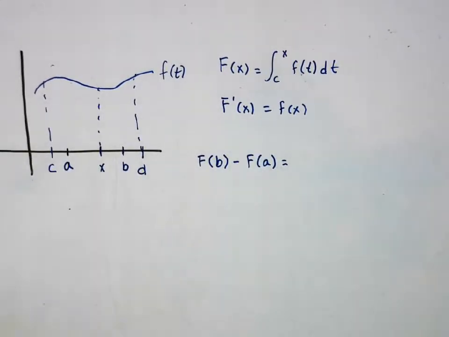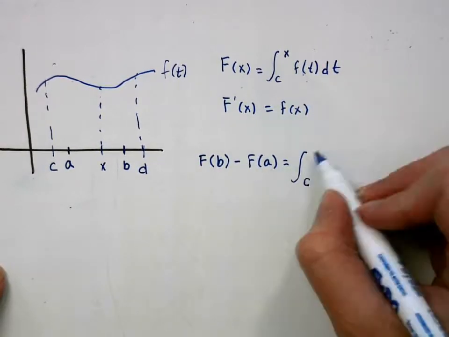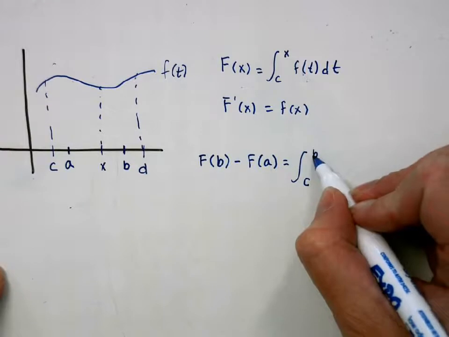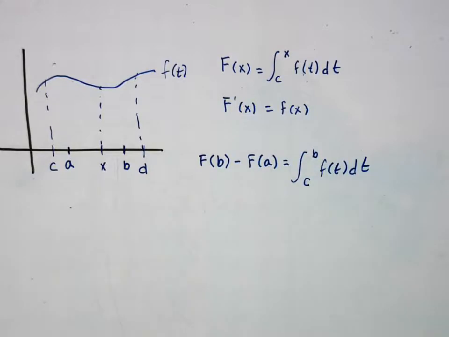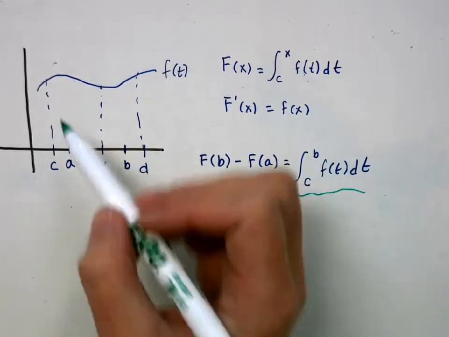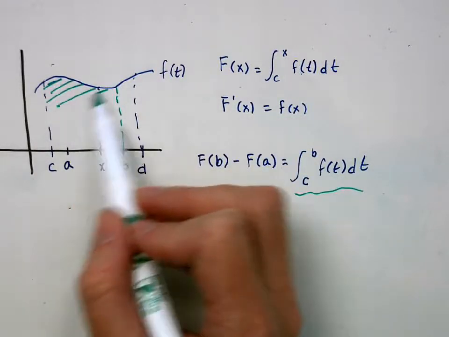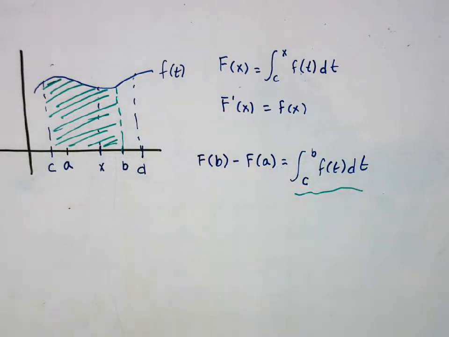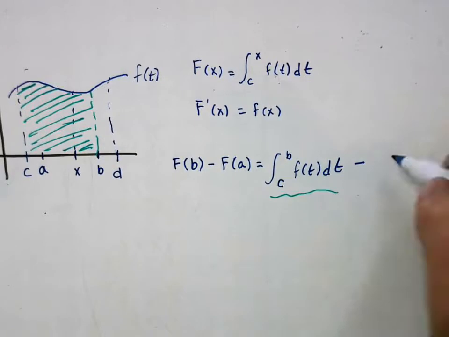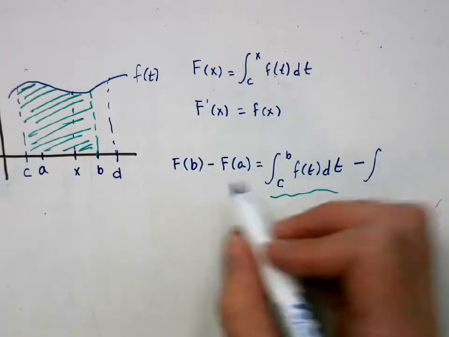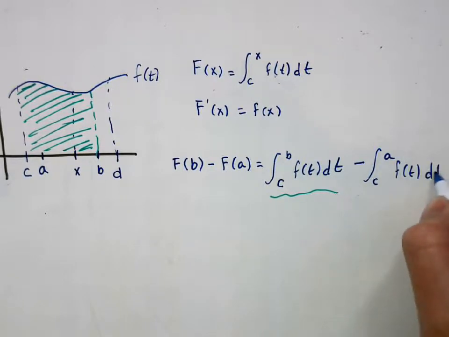Okay, well, F of b, plugging in that, would be the integral from c to b of f of t dt. So graphically, this is going to be all of this. Minus F of a, which is going to be the integral from c to a of f of t dt.